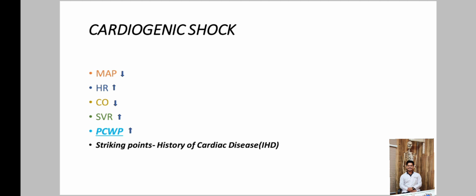And what happens to the systemic vascular resistance? It's the same as we have discussed. Whenever the blood pressure is low, the stroke volume is low. To maintain the blood pressure, the other parameters rise. Like the first one we discussed, it's the heart rate. Yes. And the second one now is the systemic vascular resistance.